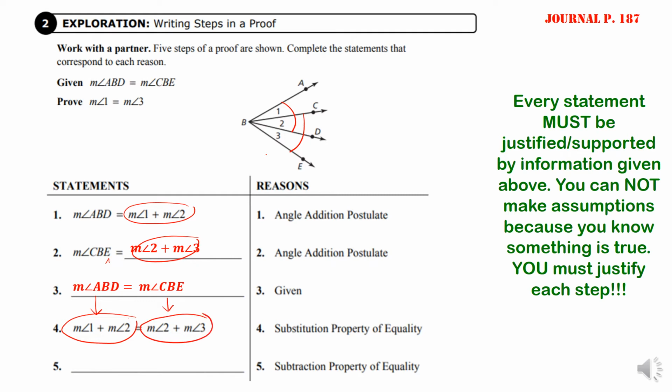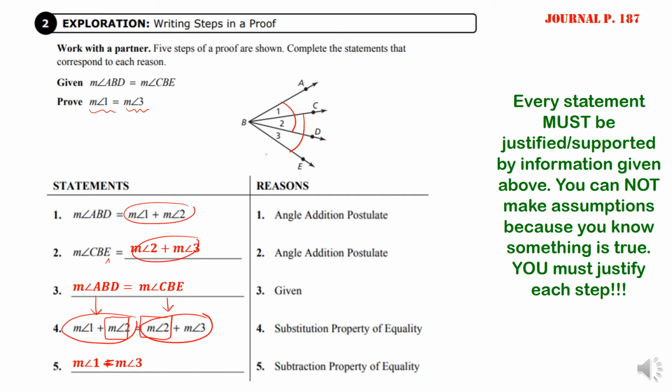This was not a transitive property because we didn't have three things. We were substituting one thing for another, so be careful with that. We haven't really talked about substitution property, but that's how it works. And then the last one is, I need to get to measure of angle 1 equals the measure of angle 3. So I see that I have the measure of angle 2 here, so I'm going to subtract that out, and I get the measure of angle 1 equals the measure of angle 3. And that's the subtraction property of equality.